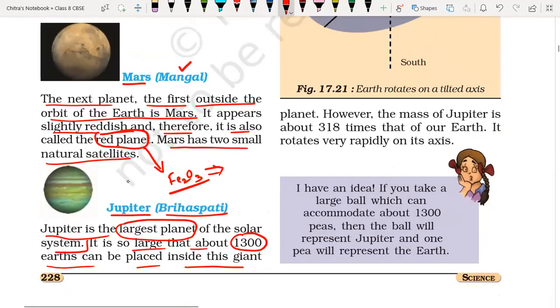However, the mass of Jupiter is about 318 times that of our Earth. That means the mass is also 318 times higher than the Earth. It rotates very rapidly on its axis due to the heavy mass.